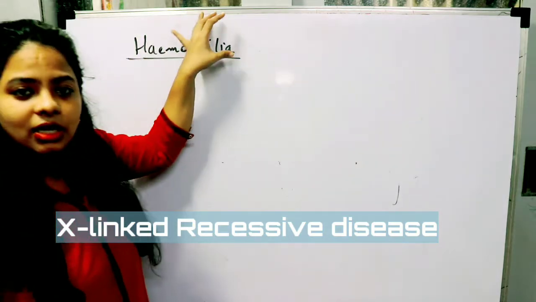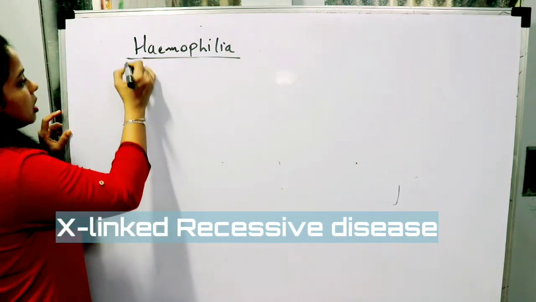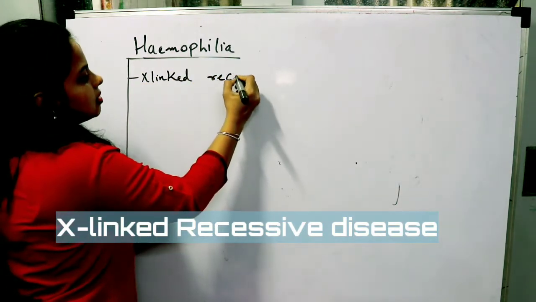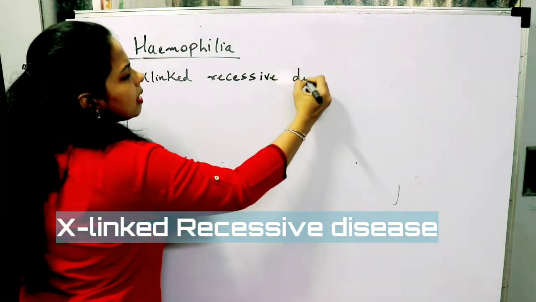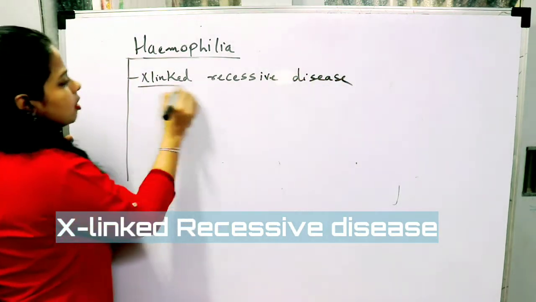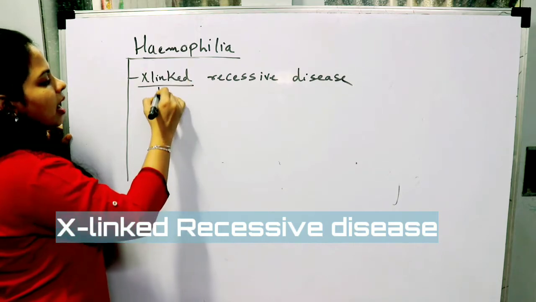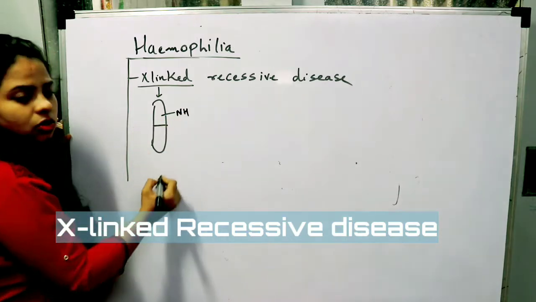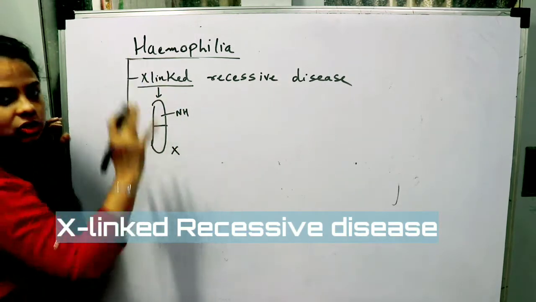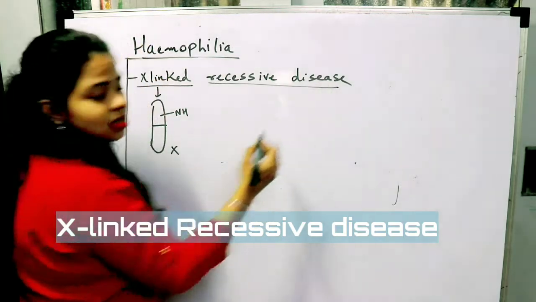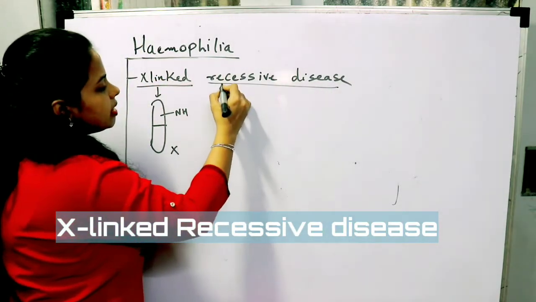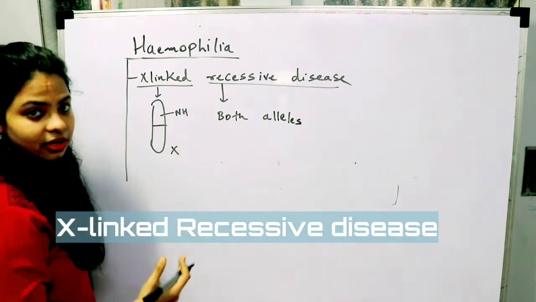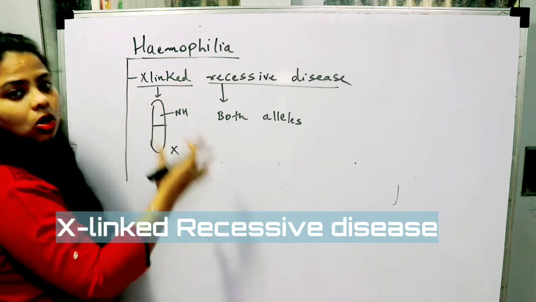Today we are going to start with hemophilia, which is one of the Mendelian disorders. Now it is an X-linked recessive disease. What do you mean by this? X-linked means the genes for hemophilia are present on the X chromosome. The non-homologous region of the X chromosome consists of the genes for hemophilia. Then next, it is a recessive disorder. Recessive means both alleles of the genes are defective.